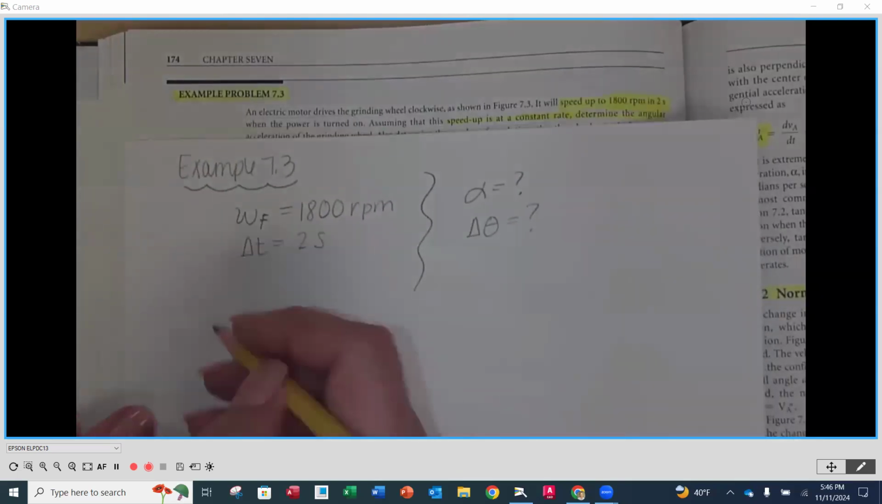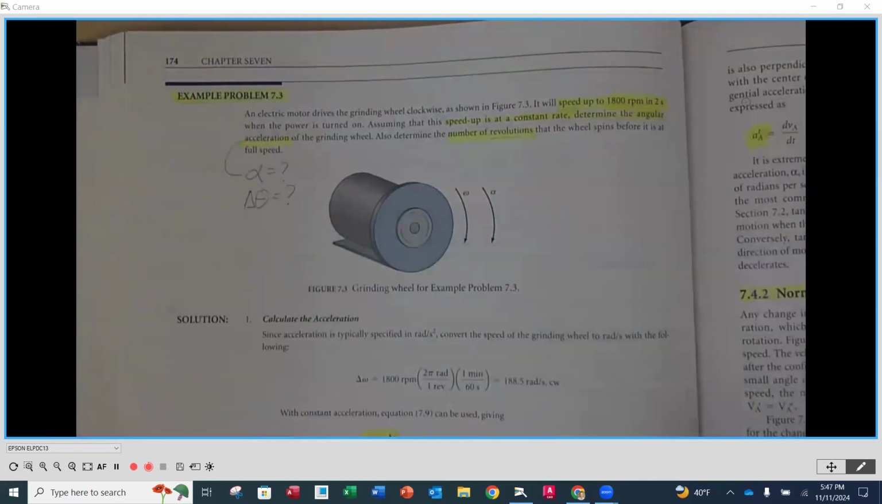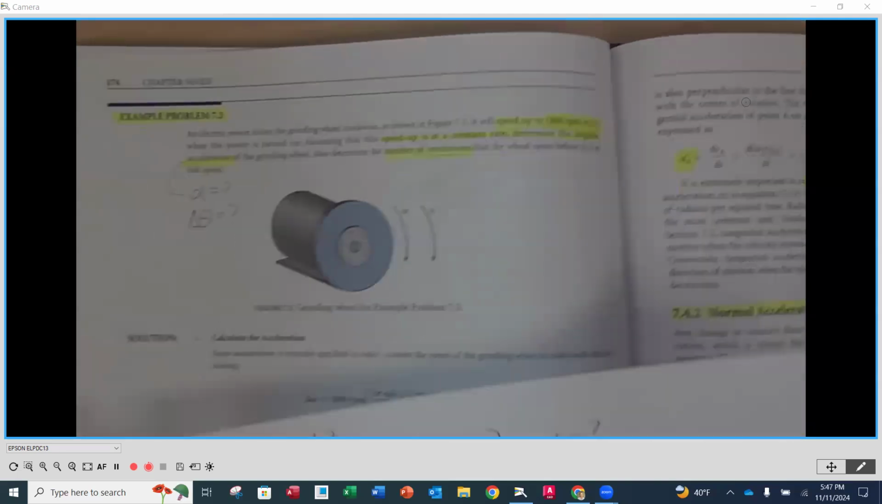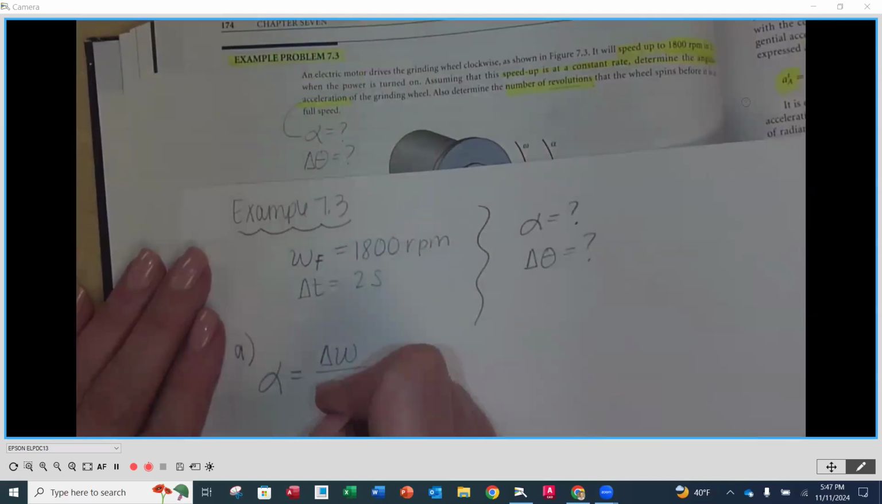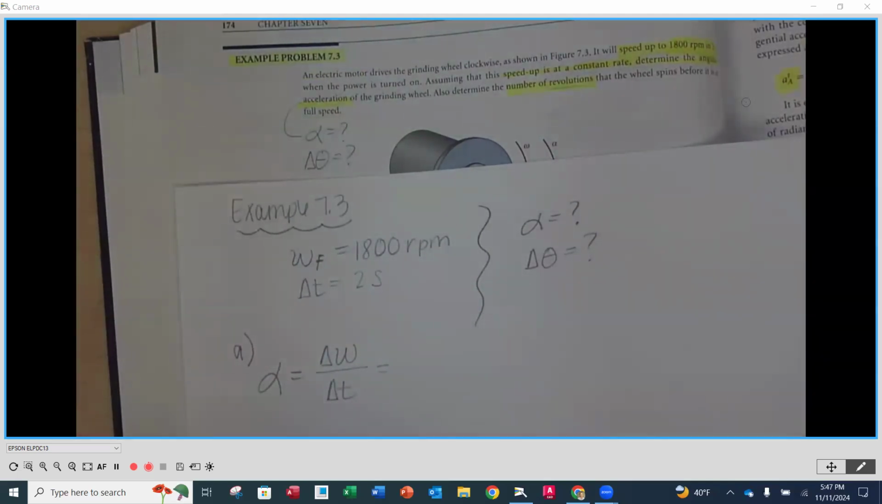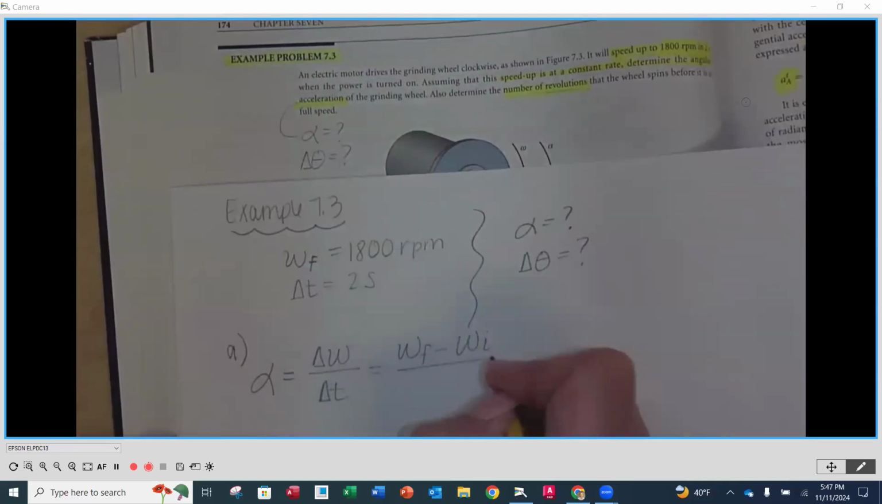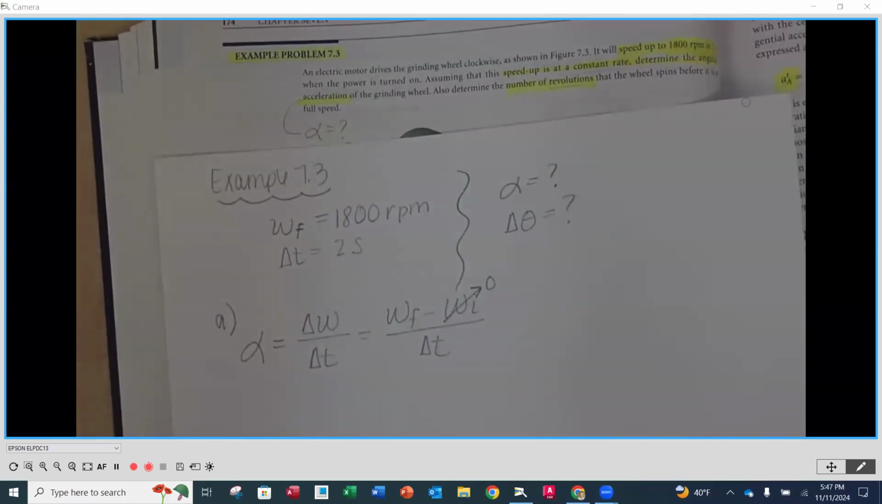So angular acceleration is going to be our part A. It's going to be equal to, might have to look back if you need to, that's going to be on the previous page, the change in angular velocity divided by the change in time. So change in angular velocity divided by change in time. Expanding out the change in angular velocity, it's going to be the angular velocity final minus initial divided by change in time. And as we stated, our assumption here is going to be that our initial is starting at 0. So our final is going to be the 1800 RPMs.